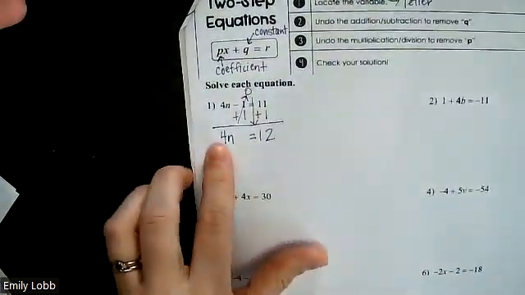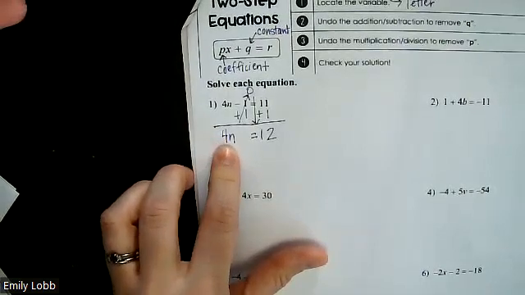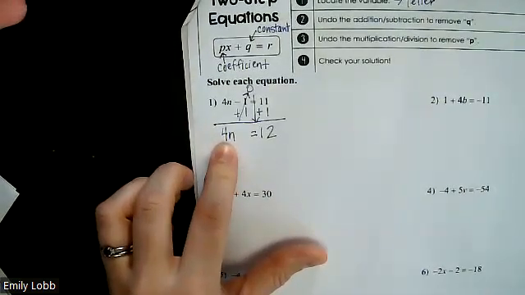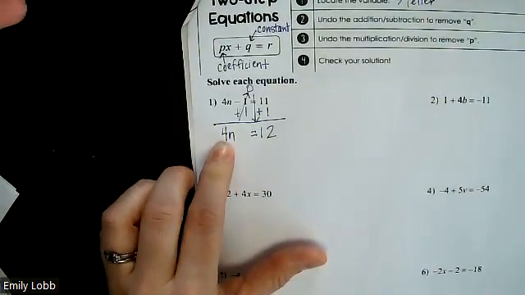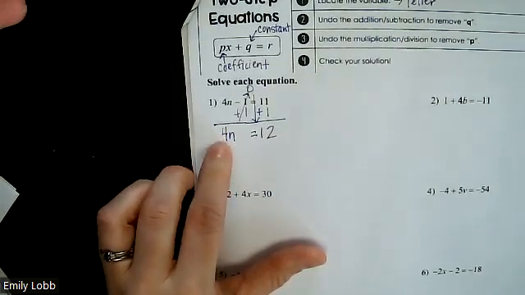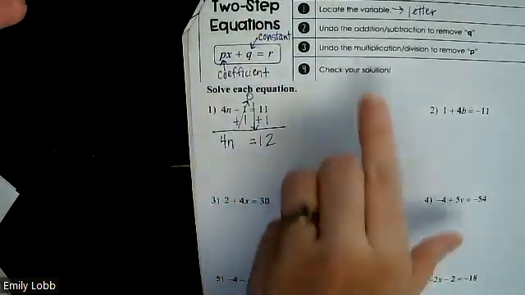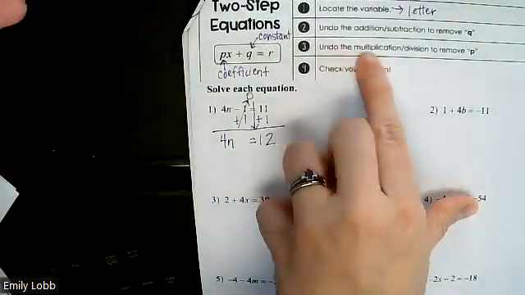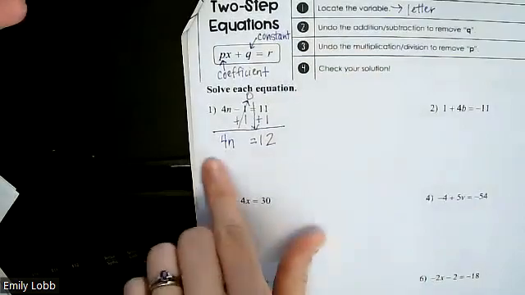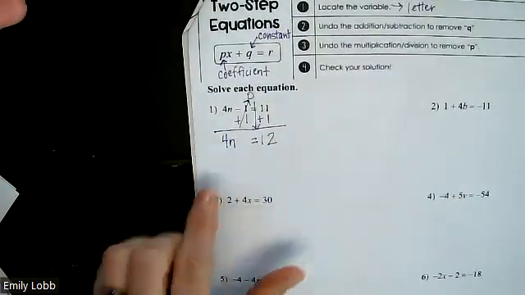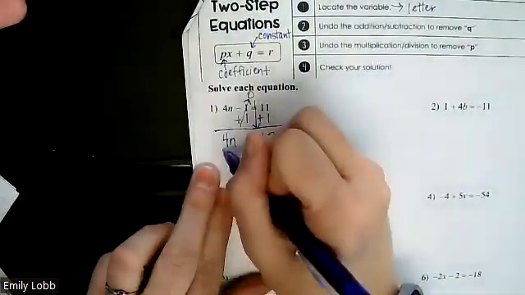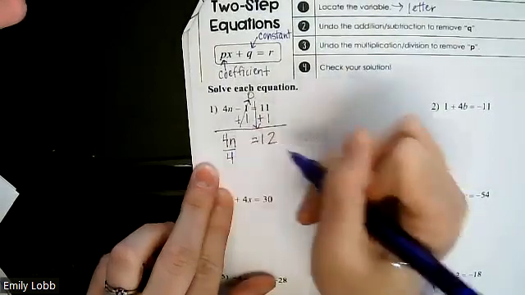Now, what's still being done to n? It's being multiplied by 4. It's being multiplied by 4. See the number next to the letter? So our third step here is to undo the multiplication to remove the coefficient. So to get rid of this coefficient of 4, I have to divide by 4.